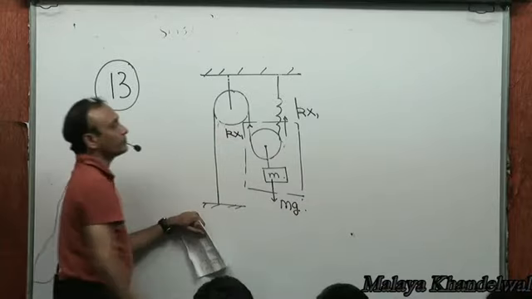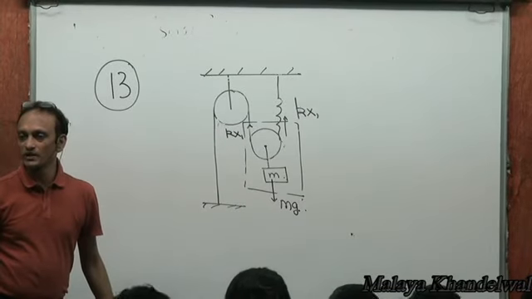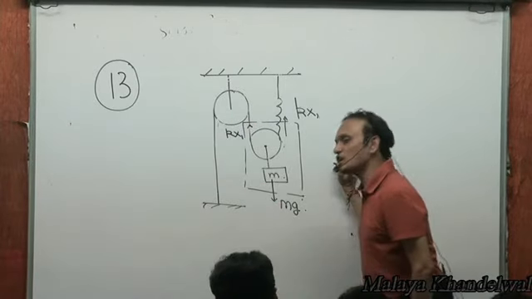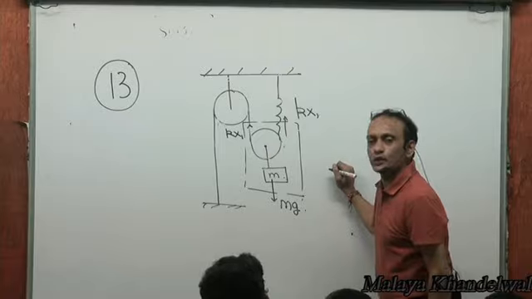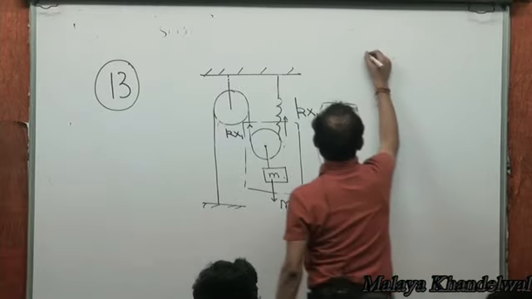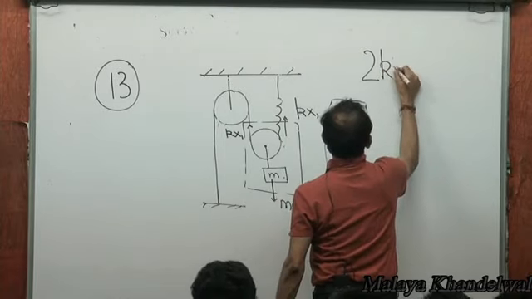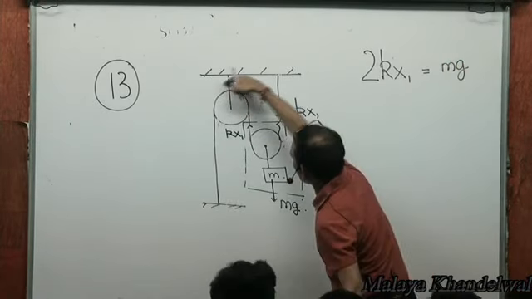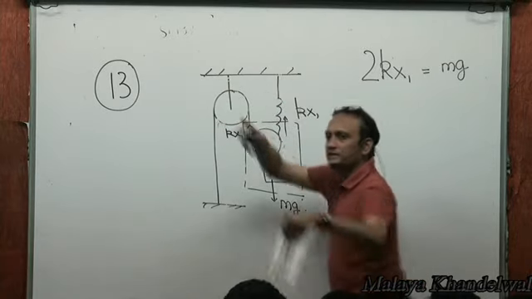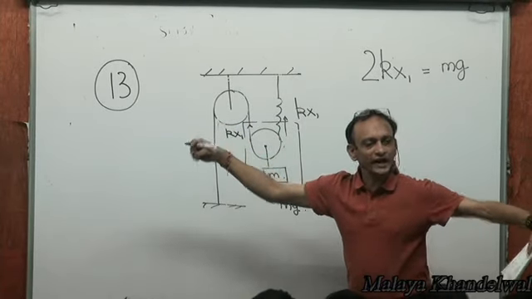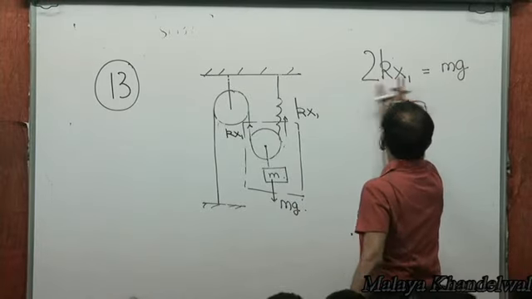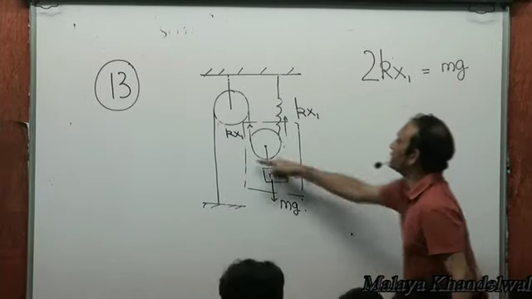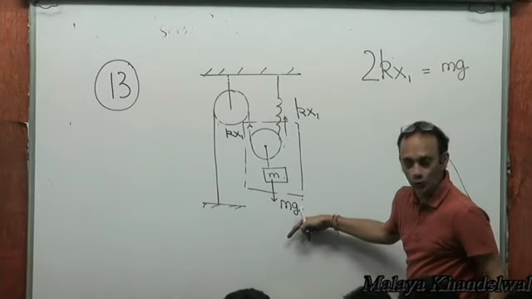What does that mean for equilibrium? 2kx1 must be equal to mg. Such must be the initial elongation x1 prevalent in the spring, right? 2kx1 must be equal to mg. That is the total elongation in the spring over and above its natural length, an elongation x1 so that the adequate spring force could be produced to balance the weight. 2kx1 must take care of the weight.